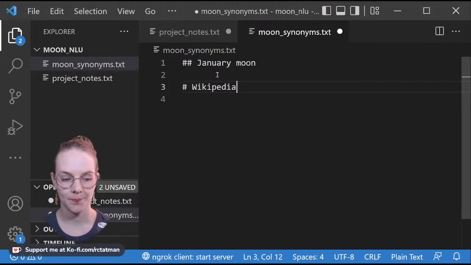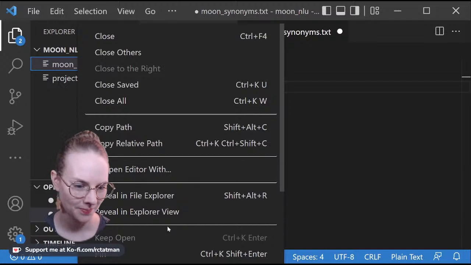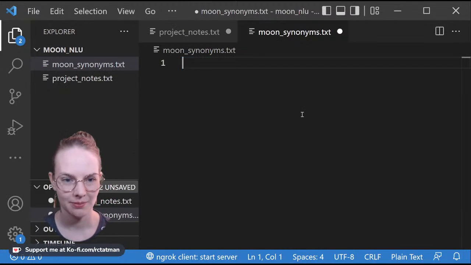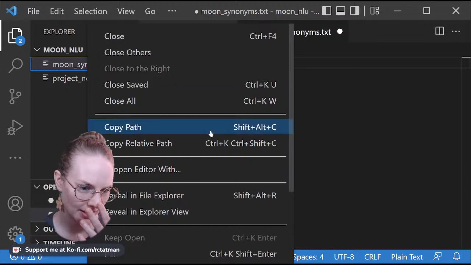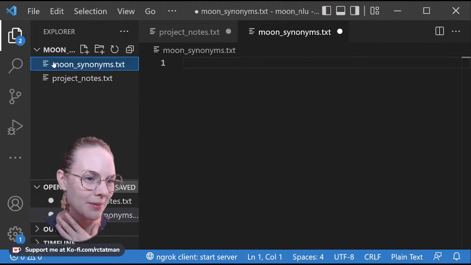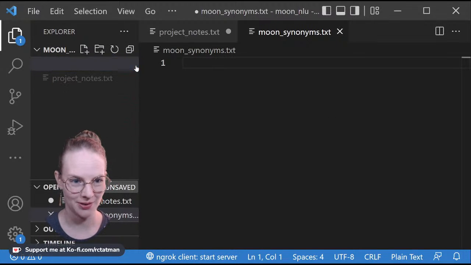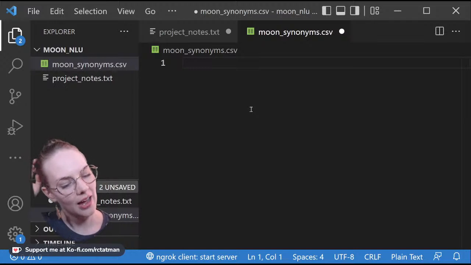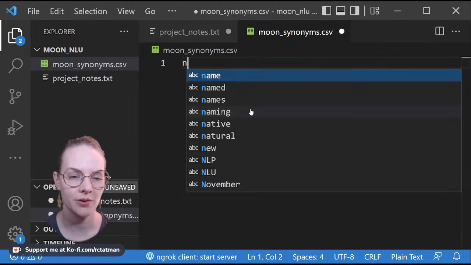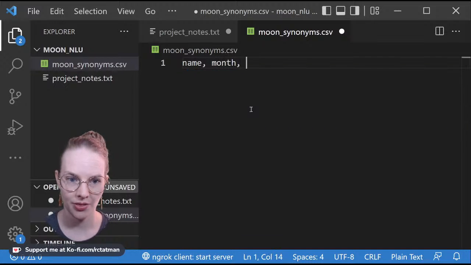I think I want this to be tabular. Yes. Let me get rid of this. I haven't written anything I care about yet. Can I rename you? What if I say please? Can I make you a different file? Sure can. All right. So let's just do name, month, source.